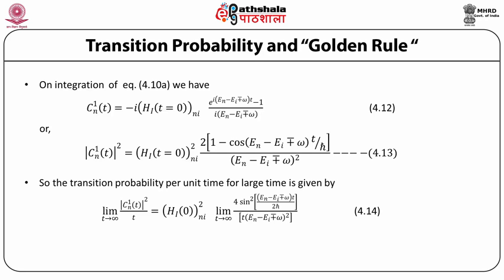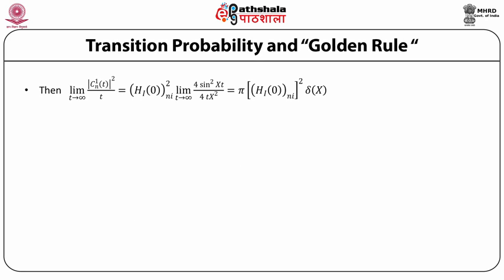So the transition probability per unit time for large time is given as the limit of |C_n(t)| squared by t as t approaches infinity. So this is equal to the matrix element of H_i(0) squared between the states n and i, and the limit as time goes to infinity of 4 sine squared of a certain factor divided by the same factor below, whole squared, without the time. Let (E_n minus E_i minus/plus h-cross omega) t by 2 h-cross be called capital X.